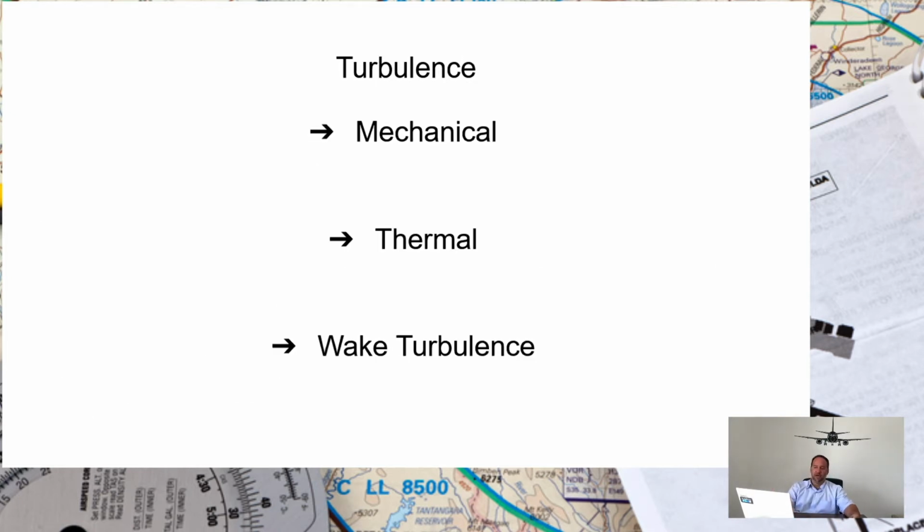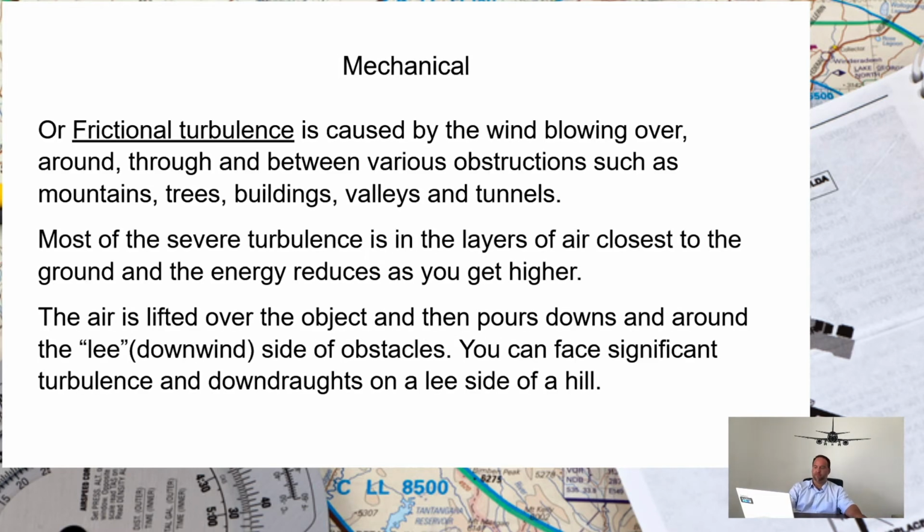We have turbulence, three kinds: mechanical, thermal, and wake turbulence. Let's talk about it real quick. Mechanical frictional turbulence is caused by the wind blowing over and around, through and between various obstacles such as mountains, trees, buildings, valleys, and tunnels.